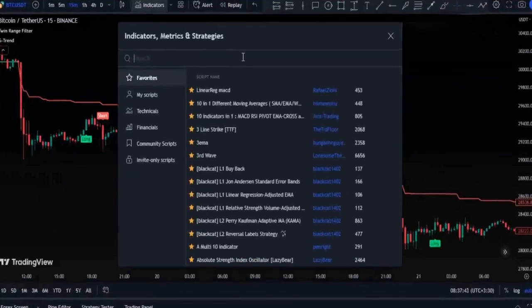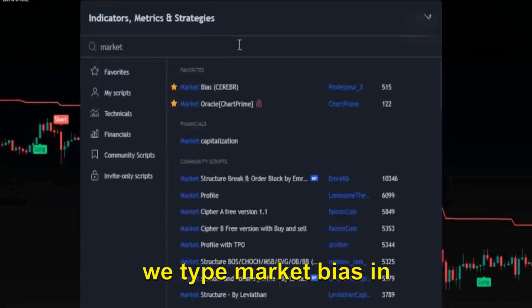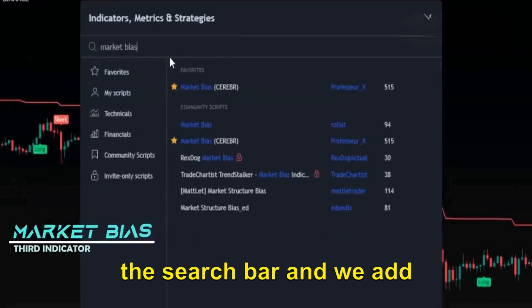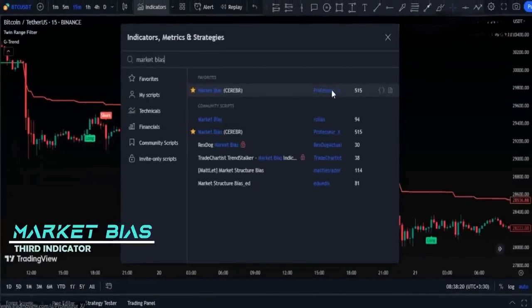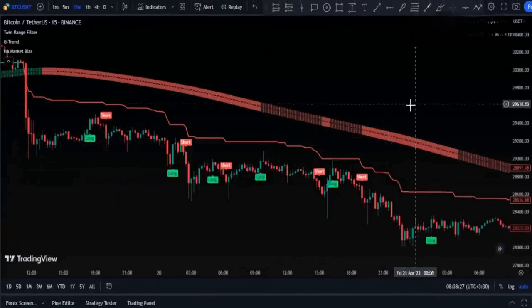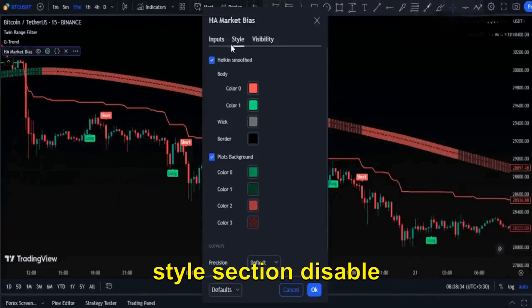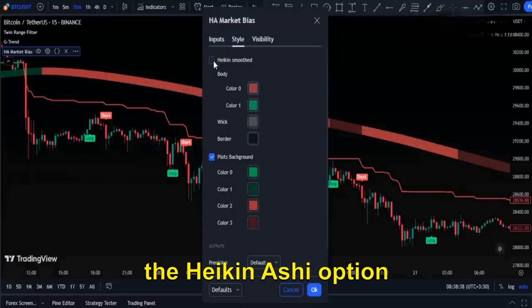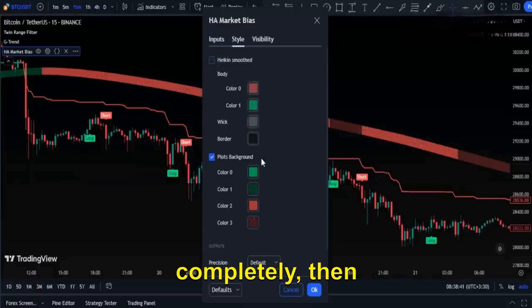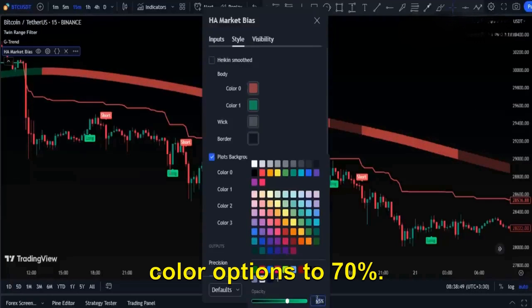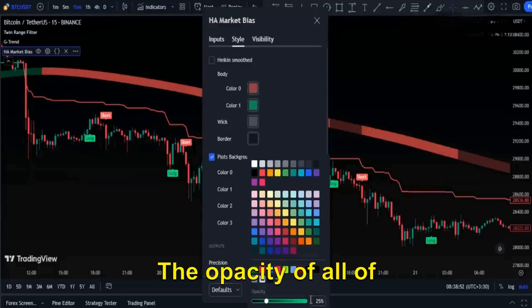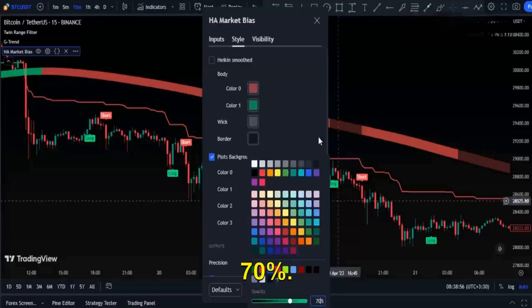We get back to the indicators tab again, we type market bias in the search bar and we add this indicator to the chart. After applying the indicator to the chart, open the settings of market bias and in the style section, disable the Heikin-Ashi option completely. Then change the opacity of all the background color options to 70%. The opacity of all of them should be set to 70%.